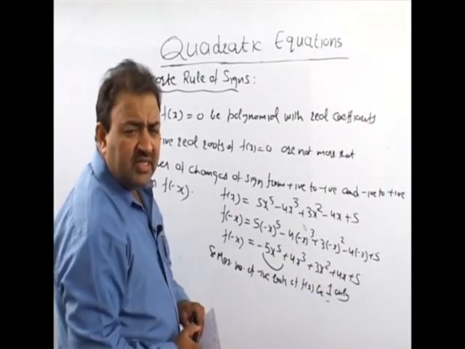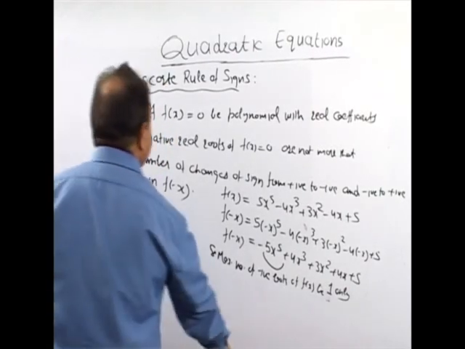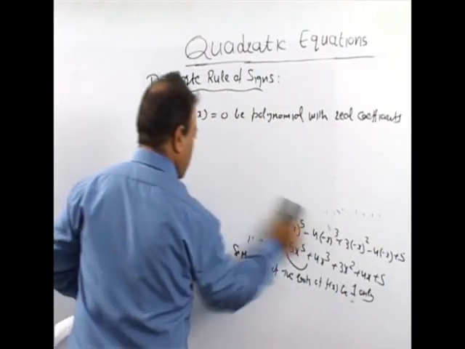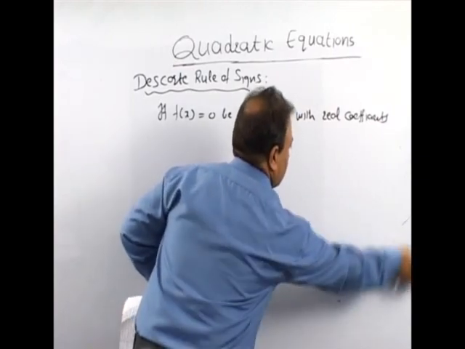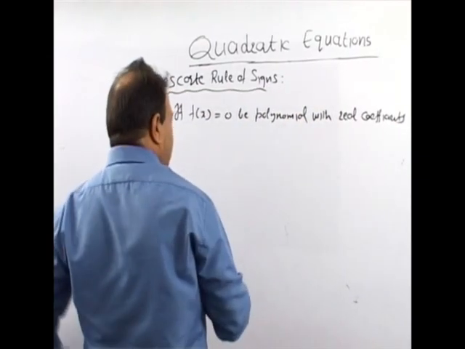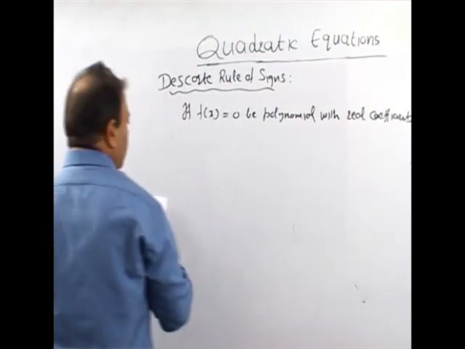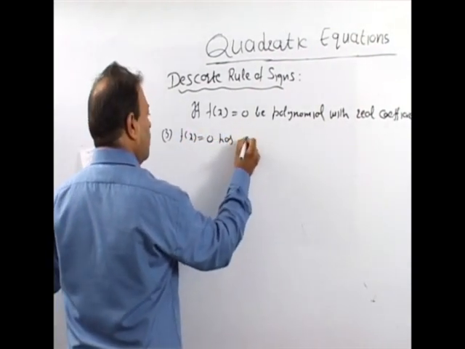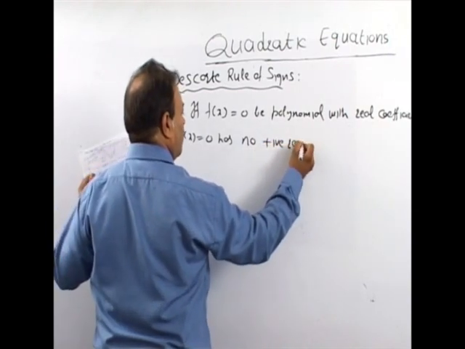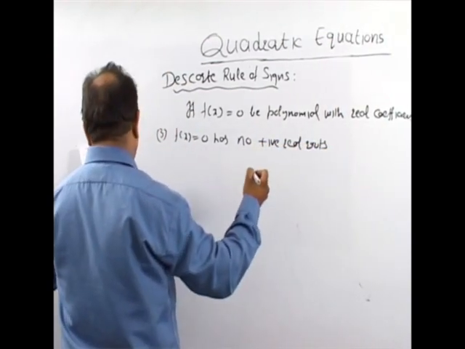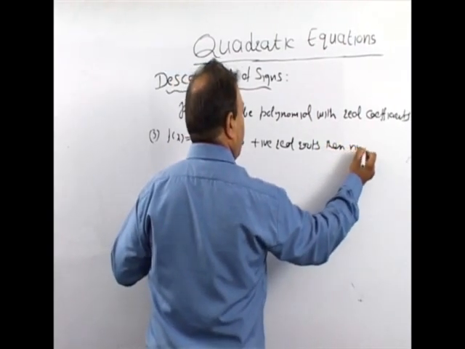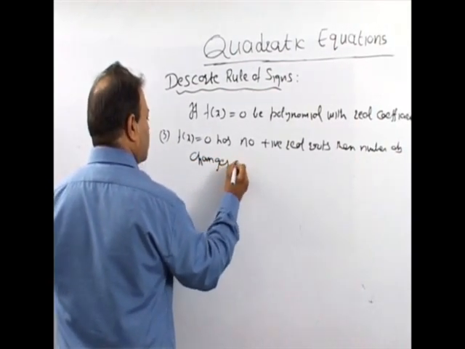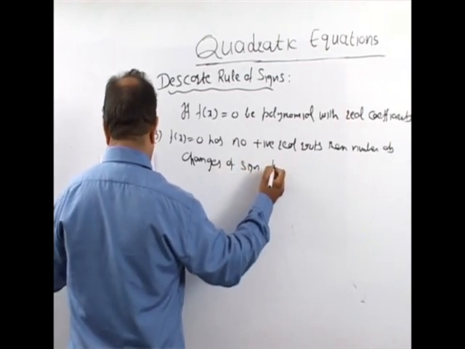To clarify these, I am writing down 2 more points. If f(x) is equal to 0 has no positive real roots, then the number of changes of sign in f(-x) must be even.